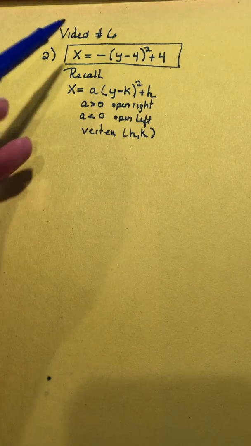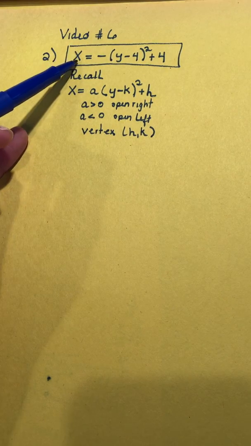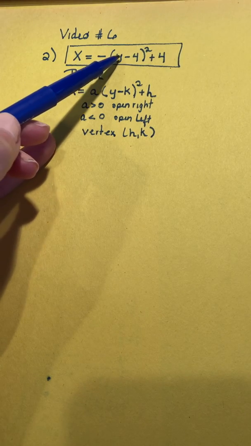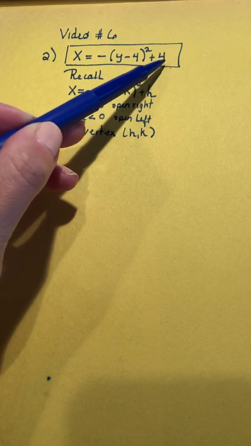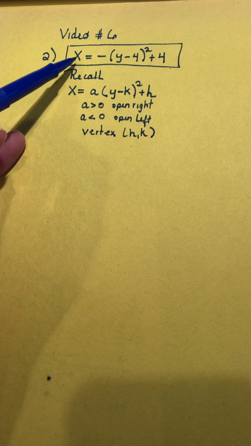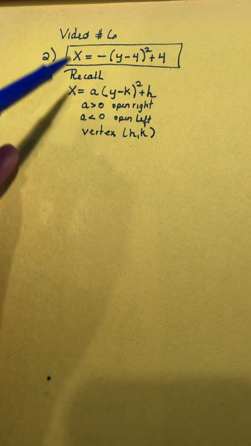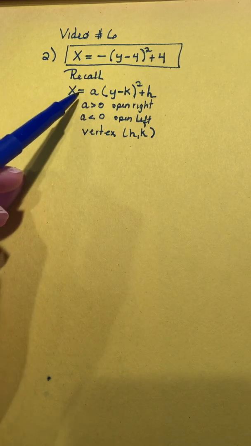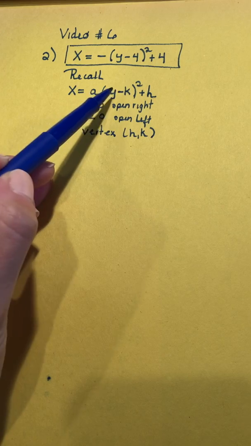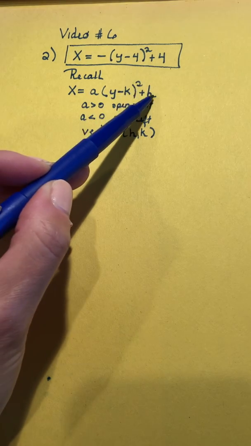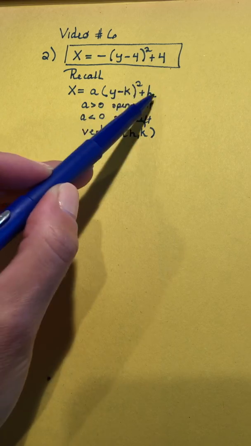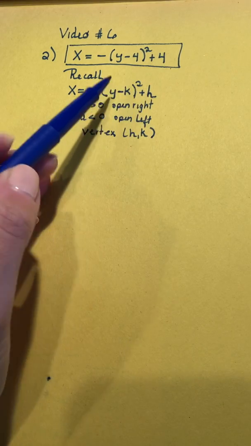Okay, the equation tells me that x equals negative 1 times the quantity y minus 4 squared plus 4. Now recall, this is going to be a sideways parabola because it starts with x equals. And if you go back to your notes, you'll recall that the vertex form is a times the quantity y minus k squared plus h. So the h and the k have been switched from the up and down parabola.